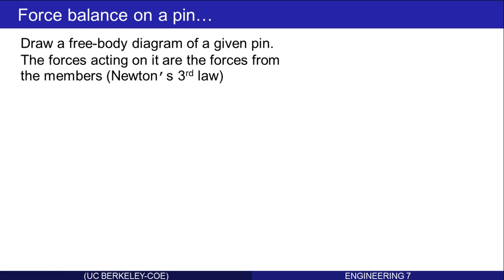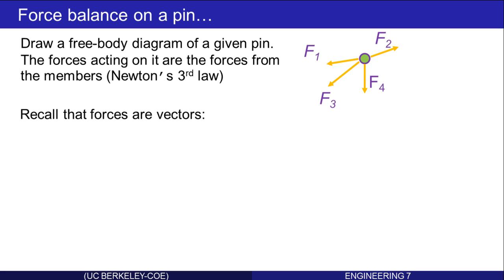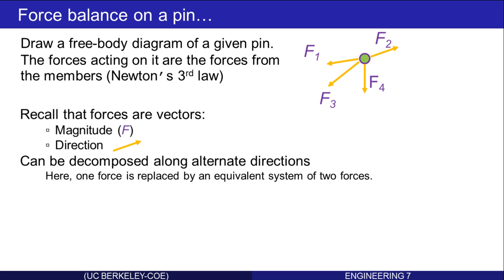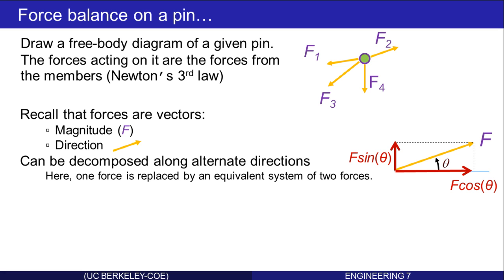How about the force balance on the pin? Well, let's draw a free body diagram of a given pin. For example, assume that 4 beam members are attached to it. Each beam is exerting a force on the pin. Here I've drawn them in the directions that those forces act. Recall that forces are vectors. They have a magnitude as well as a direction. And I can decompose this force along alternate directions and replace a single force with an equivalent system of 2 forces. Here I'm decomposing the yellow vector, representing the force F, into 2 vectors, a horizontal force and a vertical force. That force system is equivalent to the yellow force F.